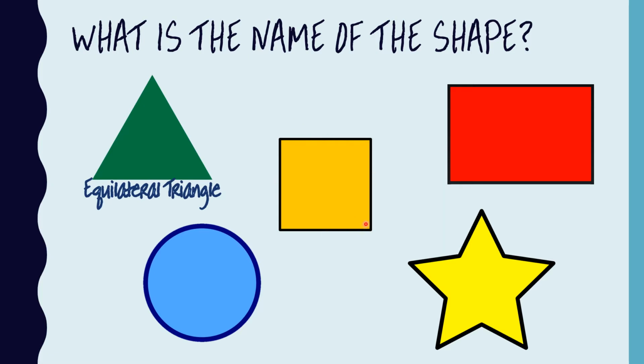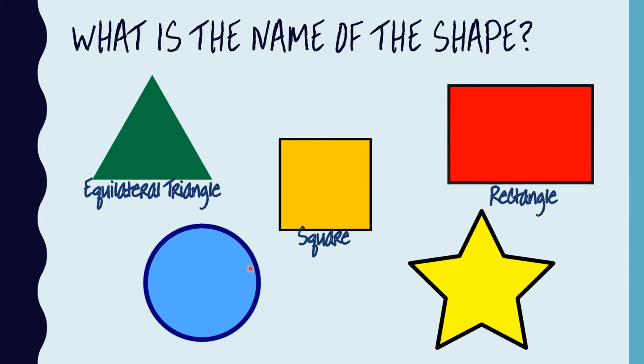We move on to shape number 2. Shape number 2, 4 sides all the same length and 4 right angles. That shape we know is a square. Shape number 3, we have 2 parallel lines that are the same length and 2 other parallel lines that are also the same length. And then we have 4 right angles, 1 in each corner. So 2 parallel lines of the same length and another set of 2 parallel lines that are the same length. We call that a rectangle.